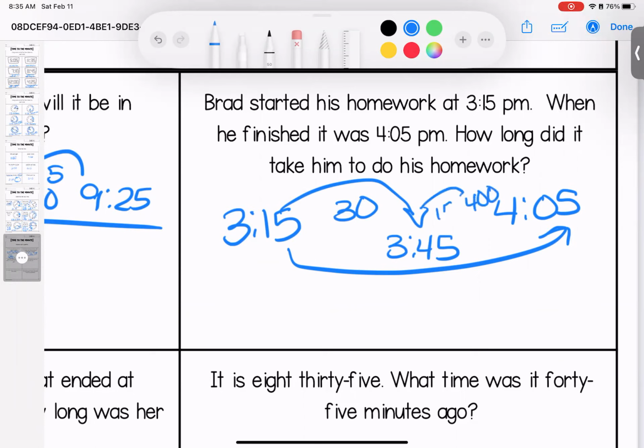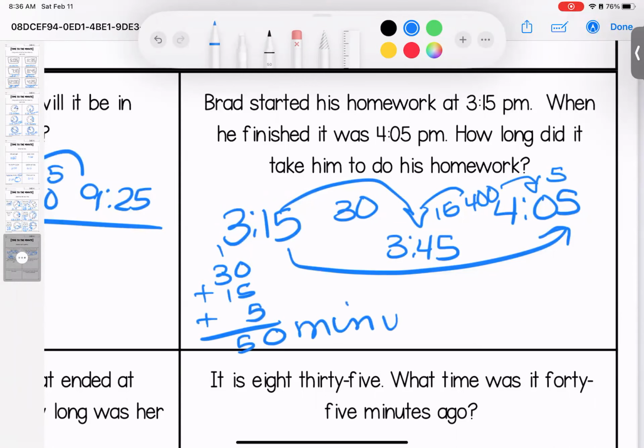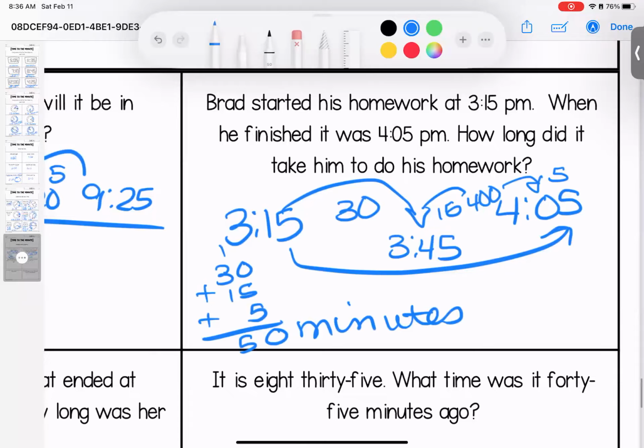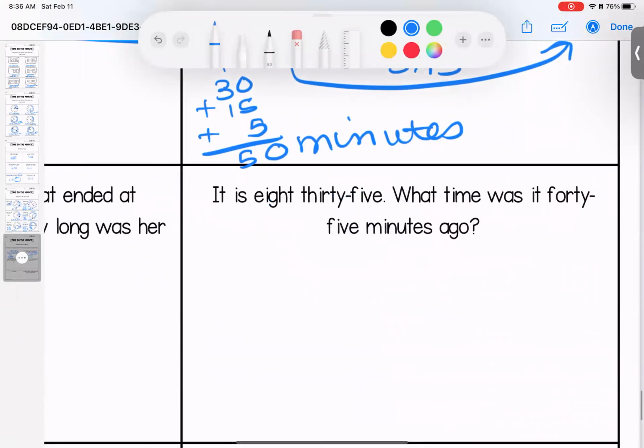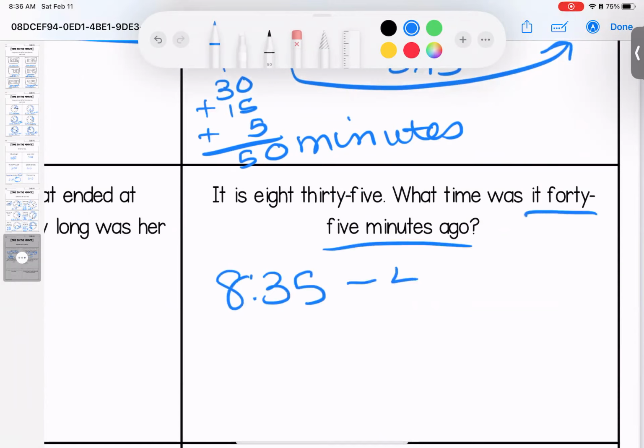That's going to take me another 15 minutes. So 3:45 to 4 o'clock is 15 minutes. 5 more minutes to get to 4:05. So I have 30 minutes plus 15 minutes plus 5. That gives me 50 minutes. It took him 50 minutes.